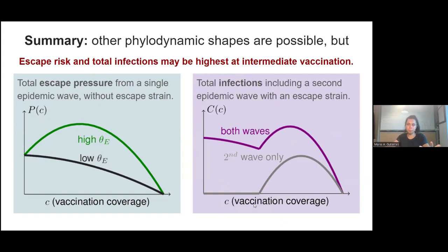And just to clarify, in this purple plot here, I'm assuming that theta E is high, because in the other example where theta E is low, it would be really uninteresting: if the escape pressure decreases, that's not going to lead to more escape risk. So nothing interesting is going to happen. But I just want you all to remember this example where it might actually be true that some vaccination coverages increase the total infections relative to no vaccination. Others might lead to lower total infections.